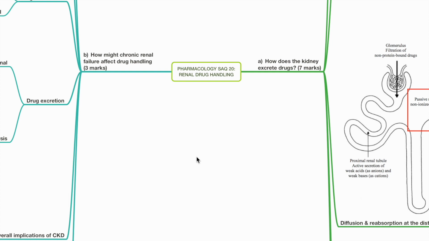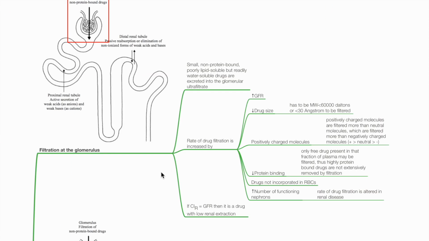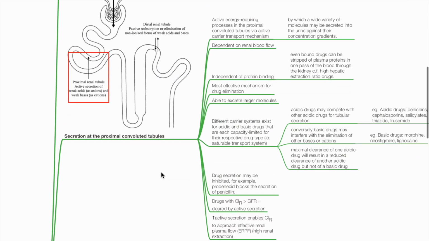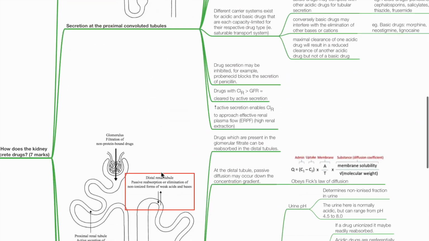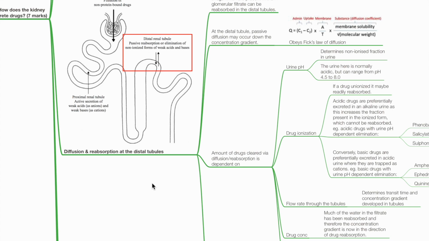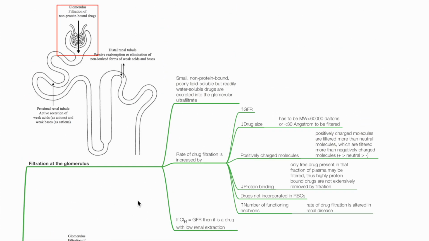Pharmacology SAQ 20 Renal Drug Handling. A. How does the kidney excrete drugs? Processes involved include filtration at the glomerulus, secretion at the proximal convoluted tubules, and diffusion and reabsorption at the distal tubules. Filtration at the glomerulus.